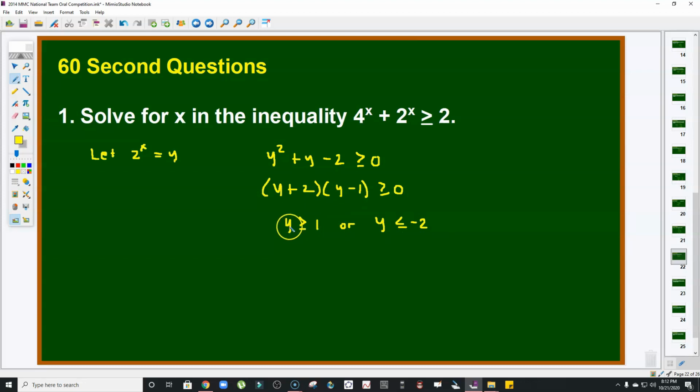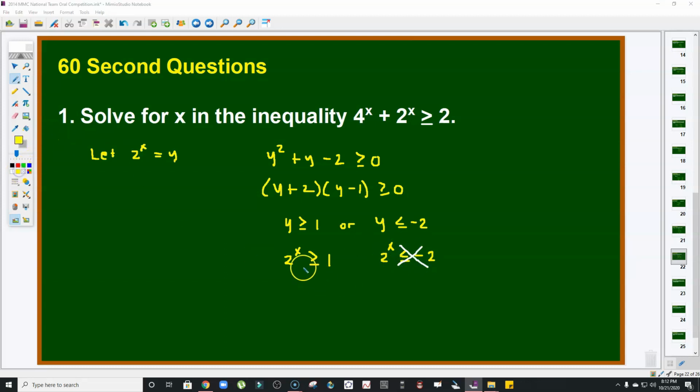Right? But take note, our y is 2 to the x. Okay? That's greater than or equal to 1. Alright? While here, we have the same, 2 to the x less than or equal to negative 2. And obviously, this will not happen. Okay? This is incorrect. Right? So since x is an exponent, it never becomes negative. Okay? So we ignore this.